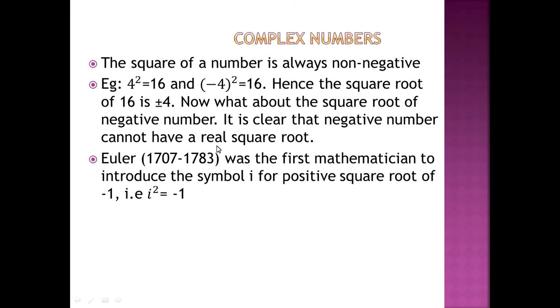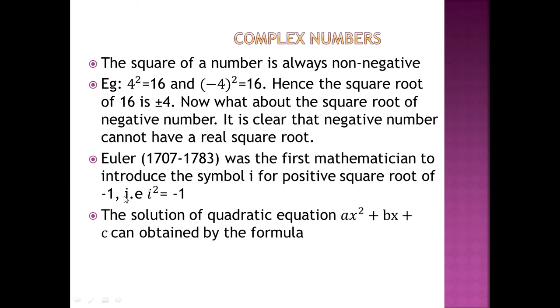Because of that, Euler was the first mathematician to introduce the symbol i for the square root of a negative number, like negative 1. So i squared is equal to negative 1. Let's take an example: the solution for the quadratic equation ax squared plus bx plus c can be obtained by the formula below.